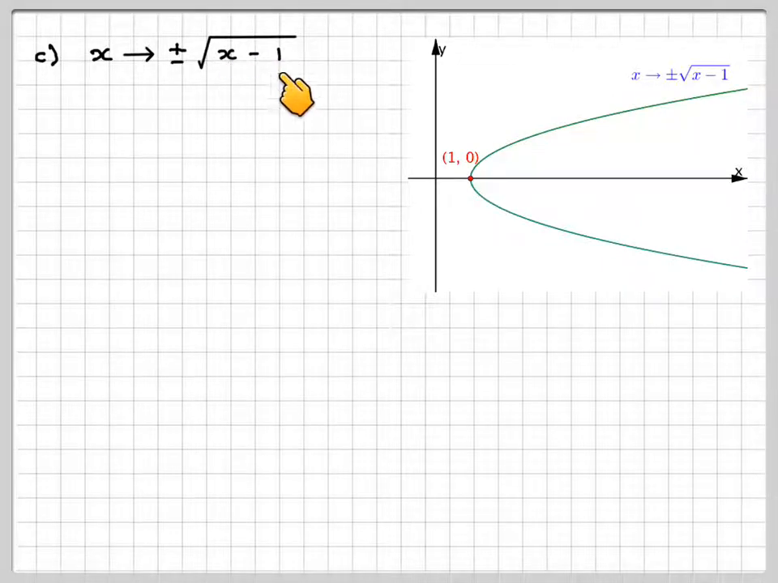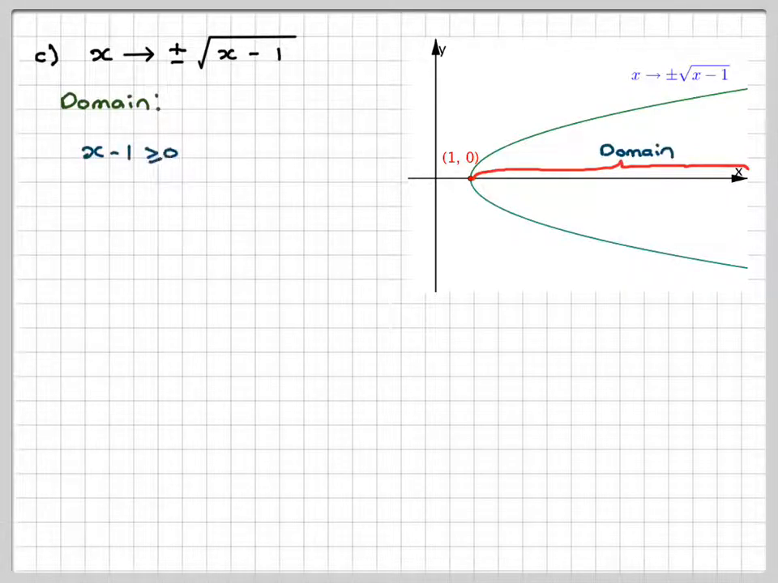Now, for the domain, we cannot put in a negative value for x minus 1. If that becomes negative, then we have a problem. So the domain will be all the values such that x minus 1 is greater than or equal to 0, which means that x has to be greater than or equal to 1. So we say x belongs to the real numbers such that x is greater than or equal to 1.